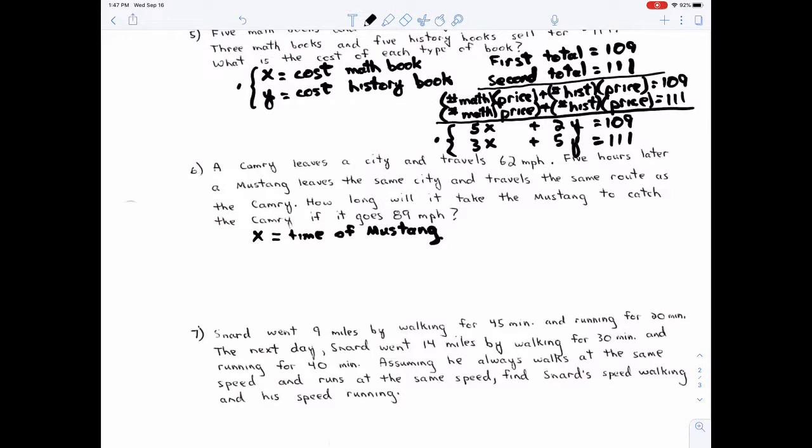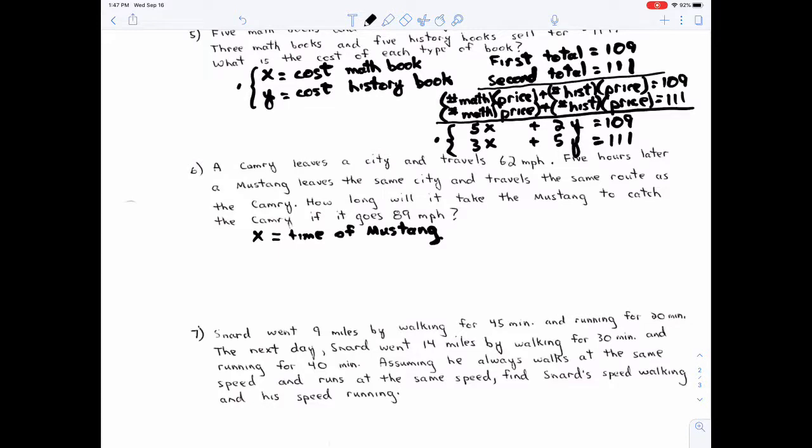Okay? Well, the 62, remember, what's this about? The Mustang and the Camry. Is that 62 about both of those? No, so it's not that. Now, the statement 5 hours later, a Mustang leaves the same city, is that about the Camry and the Mustang? Yes, but I don't want to use it because that's about the thing we're looking for, which is time. Okay, then how about the 89 miles per hour? No, I don't want to use that either because that's only about the Mustang.